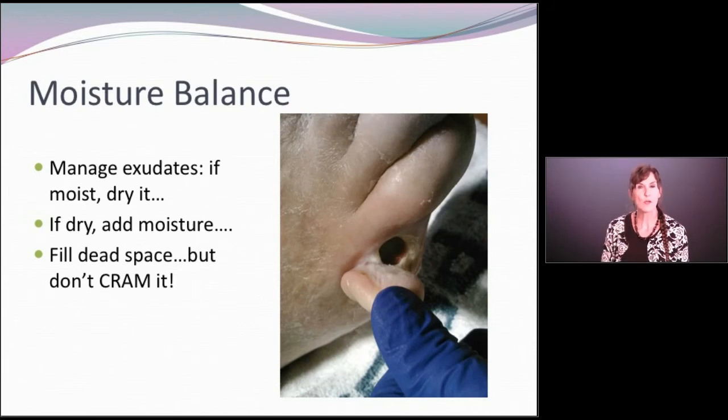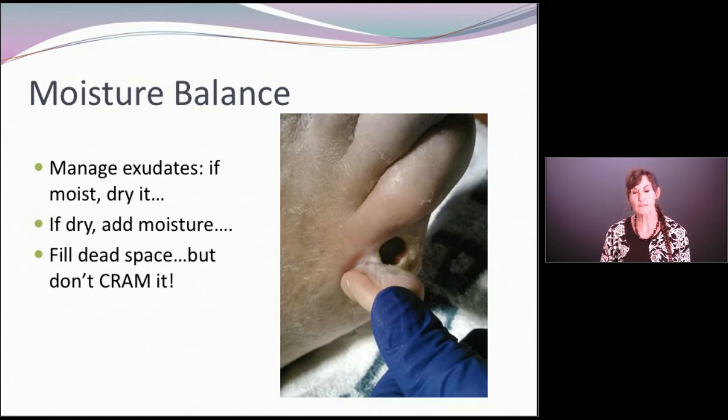So in terms of moisture balance, we've talked about, again, the concepts of time, tissue, infection, and inflammation. Moisture balance is very important. Too much is not good, too little is not good. It's kind of like the Goldilocks principle. You want just the right amount of moisture in that environment. That is very, very critical.